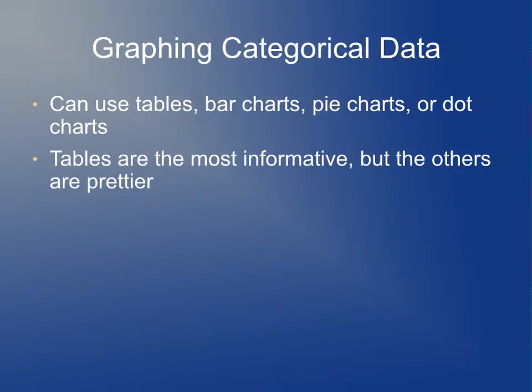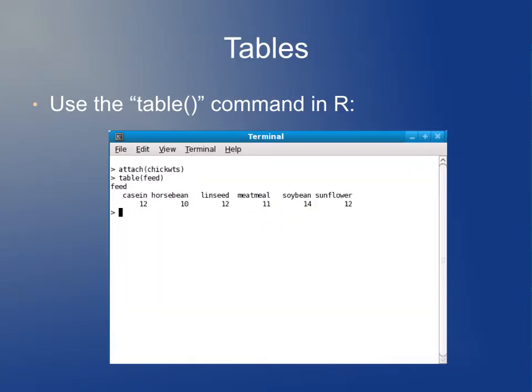And first we're going to discuss graphs for categorical data. You can graph categorical data using tables, bar charts, pie charts, or dot charts. Usually tables tend to be the most informative, but particularly if you're preparing a poster or something and you want eye candy, sometimes you'll want to use some of the other ones. So the simplest, as I said, is a table. The command in R is table.